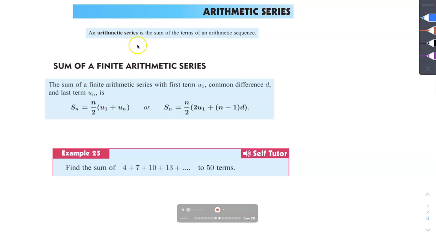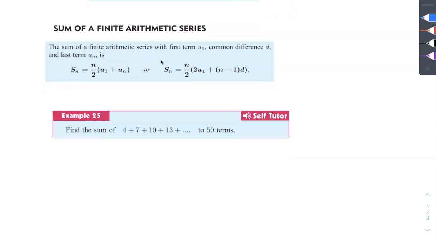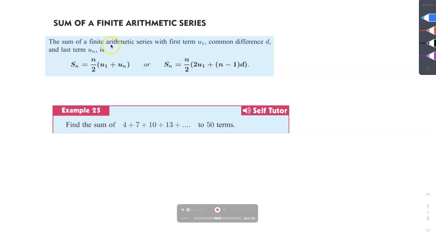Arithmetic series. An arithmetic series is the sum of the terms of an arithmetic sequence. So now we can find the sum of a finite arithmetic series, right? The ones that end, we can find the sum of those. The ones that don't end, we can't. Those are divergent.